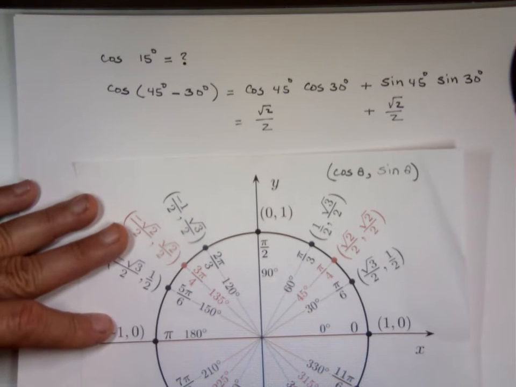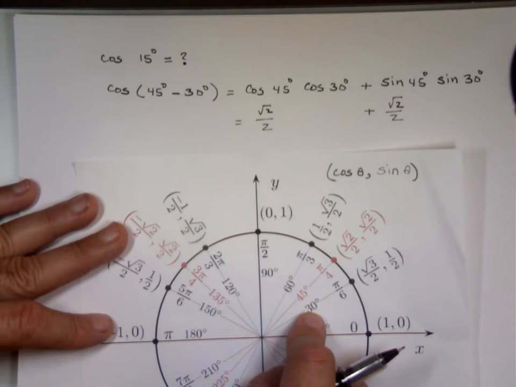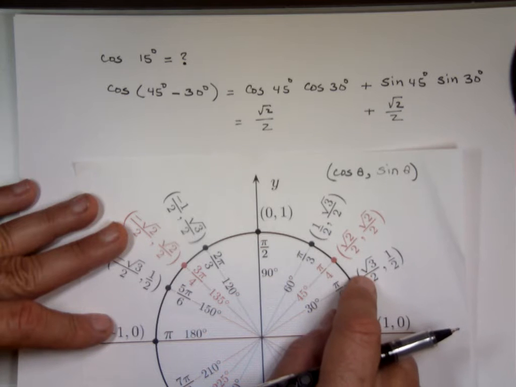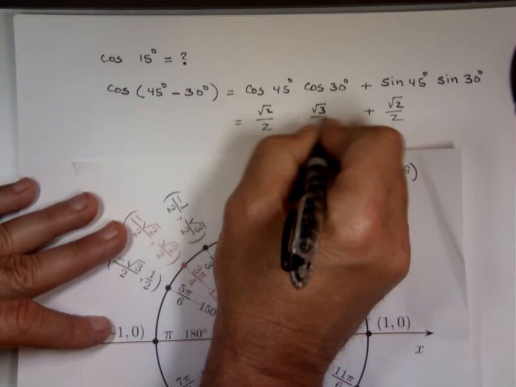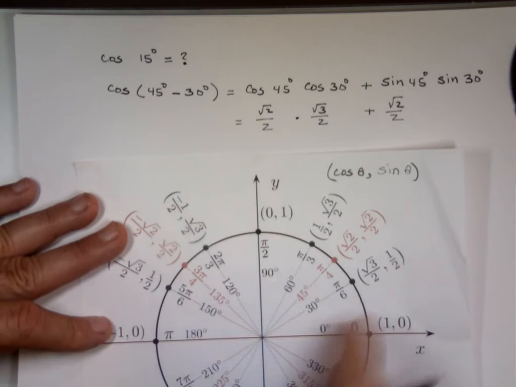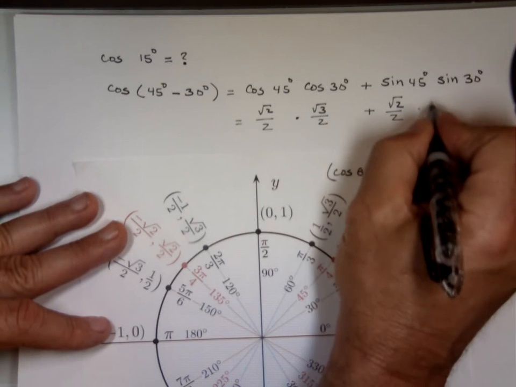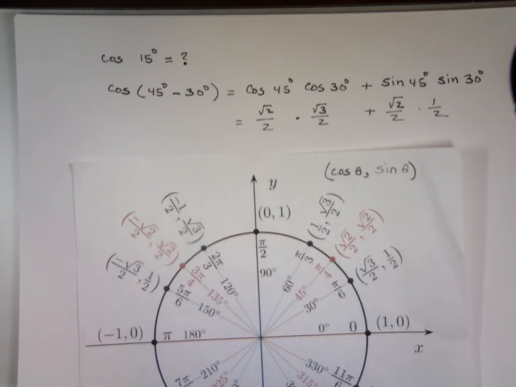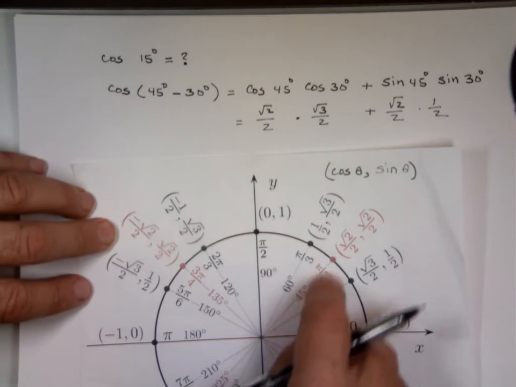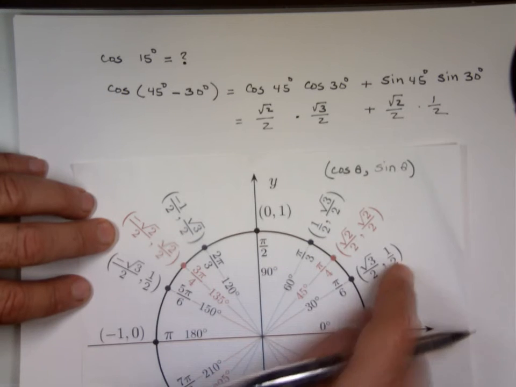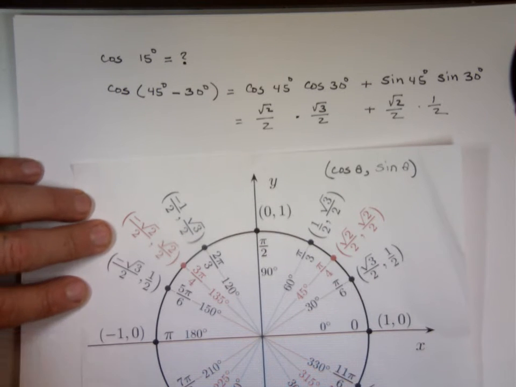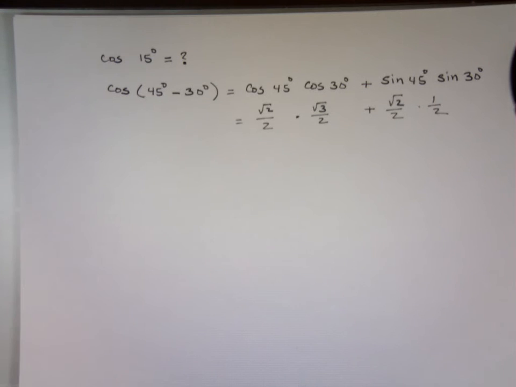The 30 degrees, what's the cosine? The square root of 3 over 2. And what's the sine? 1/2. So I'm just taking these numbers from right here. Cosine, sine for the 45, cosine, sine for the 30. Now I'm done with this. Let's simplify the math.